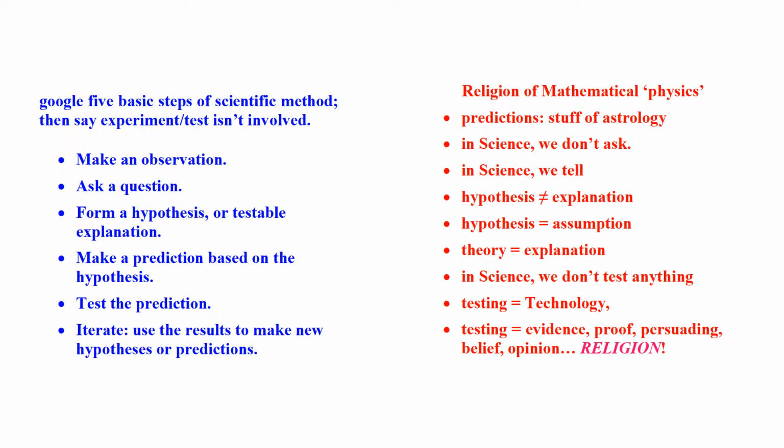Hypothesis is not an explanation. So to form a hypothesis, I don't know what they're talking about. Hypothesis means many things in the religion of mathematics. And in science, it means assumption. Theory is what is an explanation. In science, we don't test anything. Testing is equal to technology in one context. In the other context, it's evidence, proof, persuading, belief, opinion. In other words, religion. Anyone who asks to test, to present evidence of an experiment, what he's doing is religion. You can do all the experiments you want at home, no problem. When you come to the conference, we don't want your experiment.